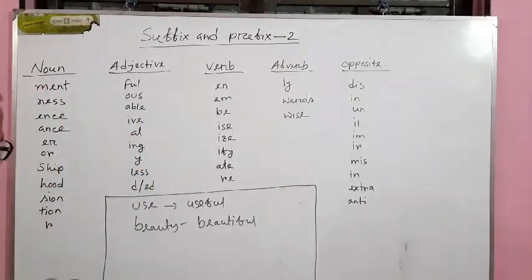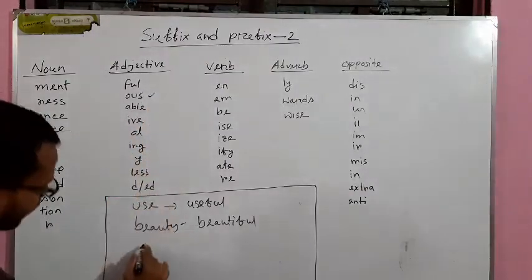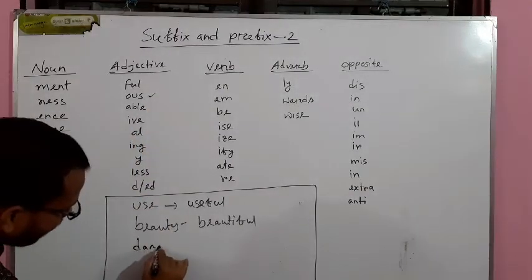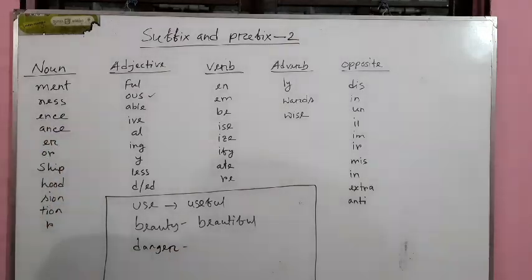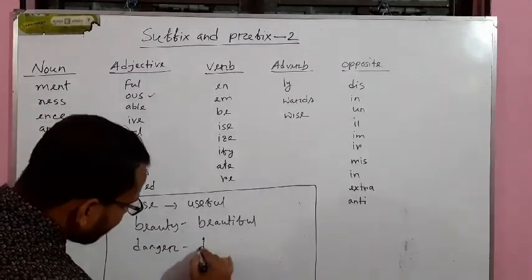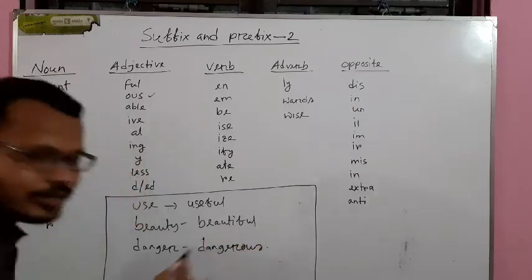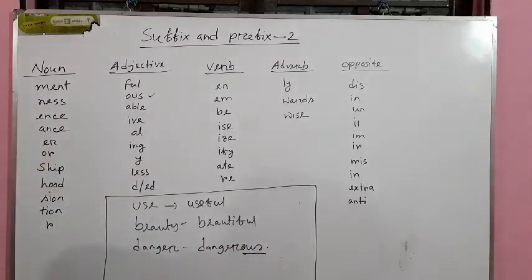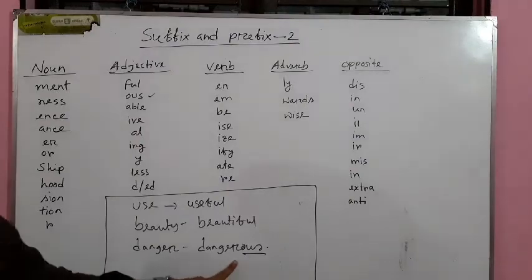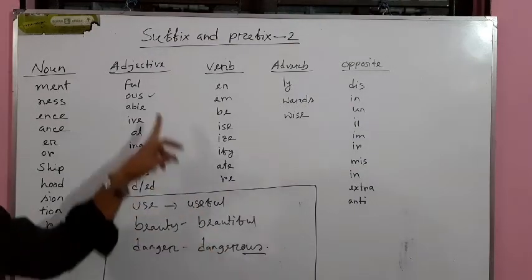Okay, as. For example, ous. If I say danger, danger is a noun, so we can turn it into dangerous. By adding the suffix, we can change this word into an adjective.